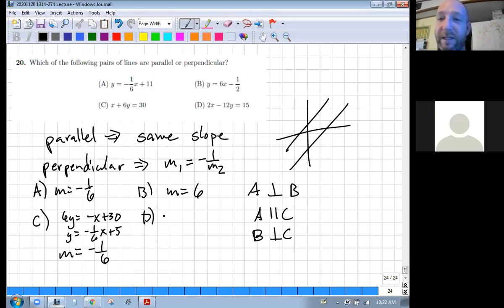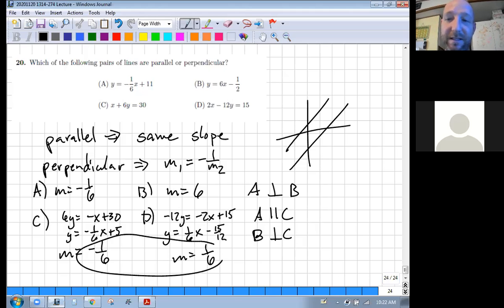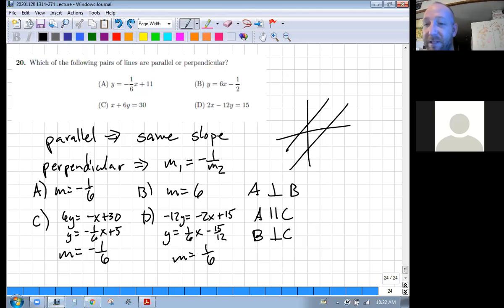Now let's look at D here. We got negative 12y equals negative 2x plus 15. So y is 1/6x minus 15/12. So the slope here is a positive 1/6. So D doesn't have the same slope as anything else. Although it's the negative, it's not the same, right? It's not the negative reciprocal. So D is not parallel or perpendicular to any of these others. It's just, instead of negative, it's positive.